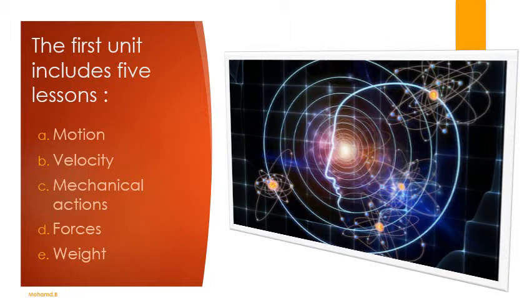The first two lessons are very simple lessons. They talk about the speed and the distance and the time, and the relation between these three physical quantities. The other units, which are mechanical actions and forces and weight, are related to each other, and they give us an idea about the forces and the type of forces. And these three lessons are very important because they are related directly to grade 9. So focus on these three lessons.